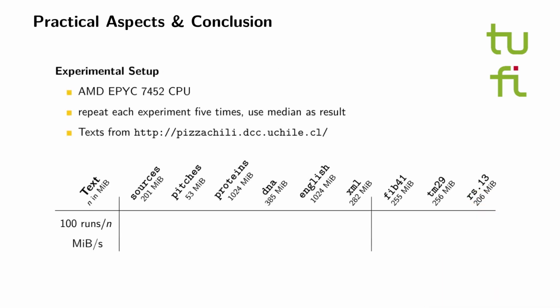We evaluated our algorithm on the Pizza Chili text corpus. The first 6 texts are real texts that might occur in practical applications. We achieve a similar throughput for all of these inputs. The algorithm performs worst when processing DNA sequences, which among the 6 texts also have the highest density of runs.